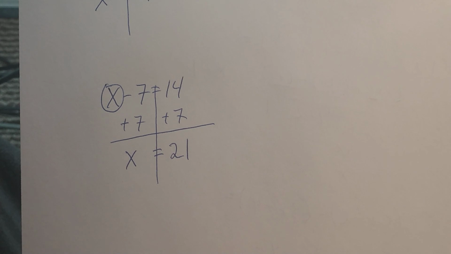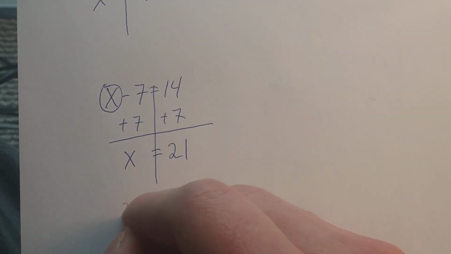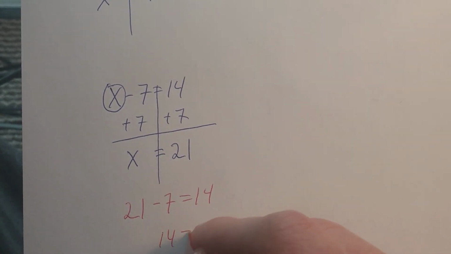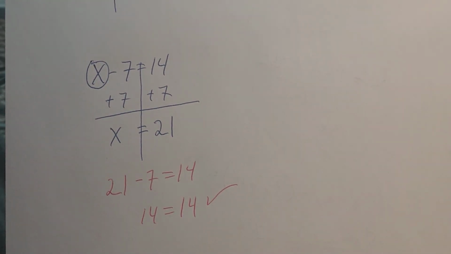And then don't forget, you can always go through and check these. If I say x is 21, I can see if 21 minus 7 does equal 14. And 14 does equal 14. So it checks. Okay? So that's how you do the addition and subtraction.